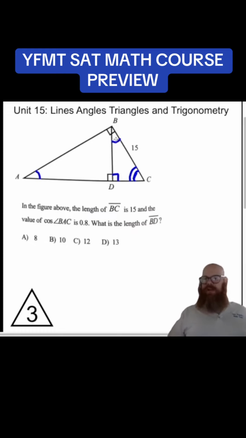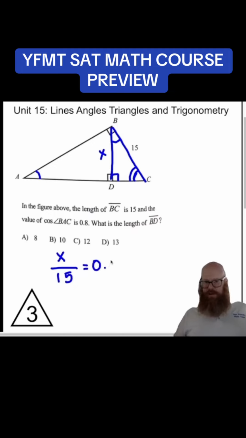And if the cosine of that angle is 0.8, that's the adjacent side, so we'll call that x, over the hypotenuse. And notice they're looking for BD. So all we have to do is the adjacent over the hypotenuse of that triangle has to just equal 0.8. And so the answer becomes just 15 times 0.8, which is 12.